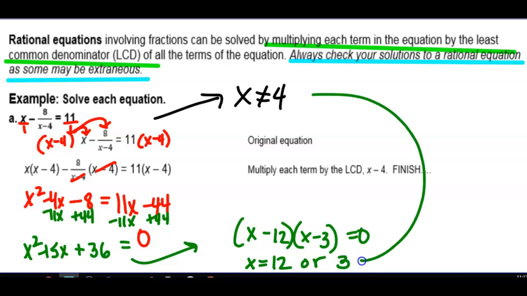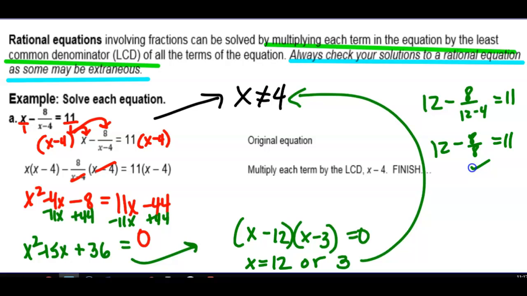Now, we have to examine this for an extraneous solution, but neither one of those is 4, so there should be 2 solutions. This is actually one of the easy ones to check if you wanted to. You would have 12 minus 8 over 12 minus 4 equals 11, which would be 12 minus 8 over 8, or 1, equals 11. That one checks.